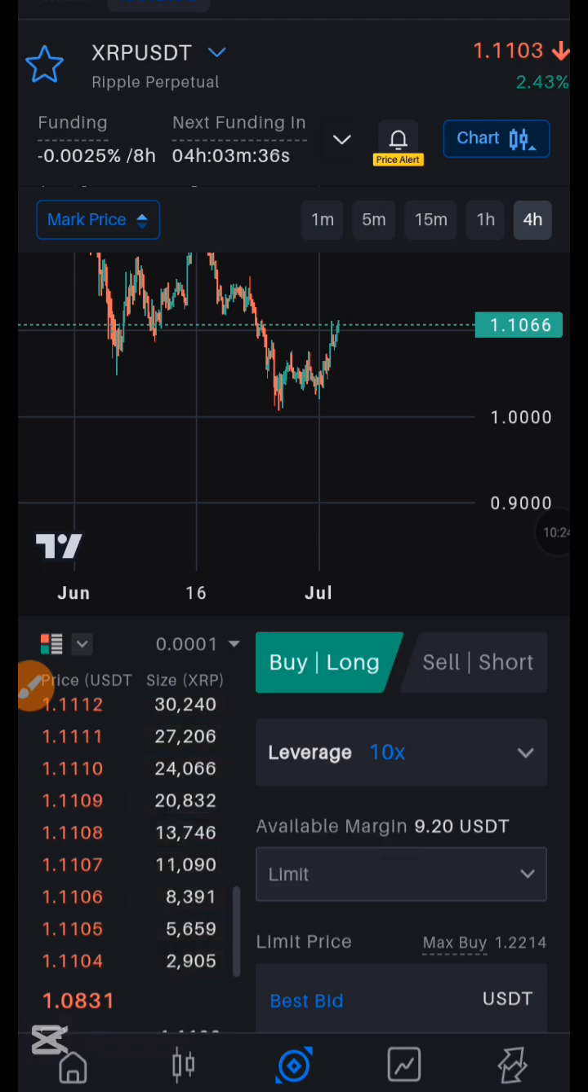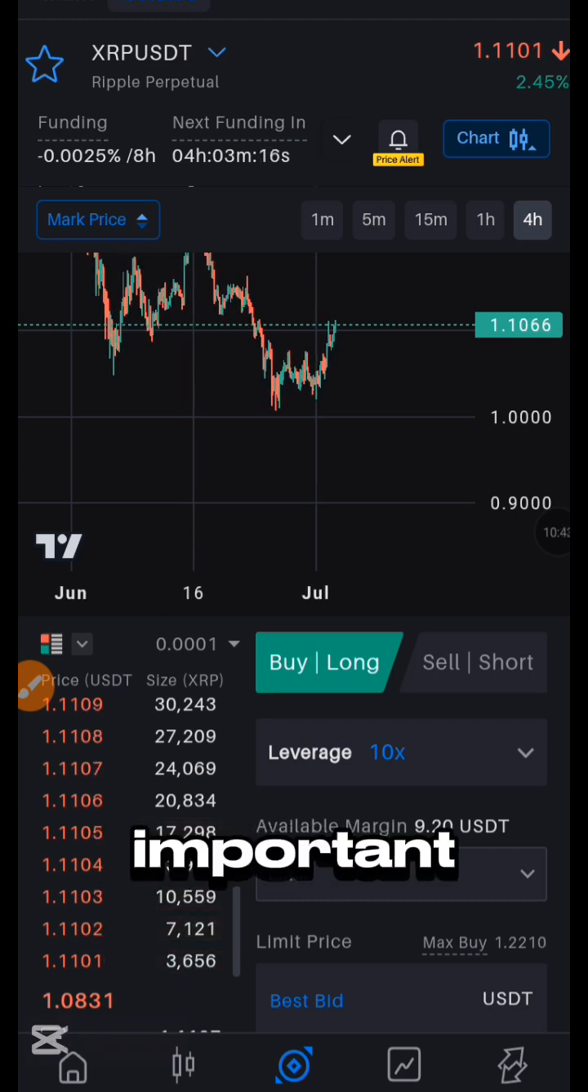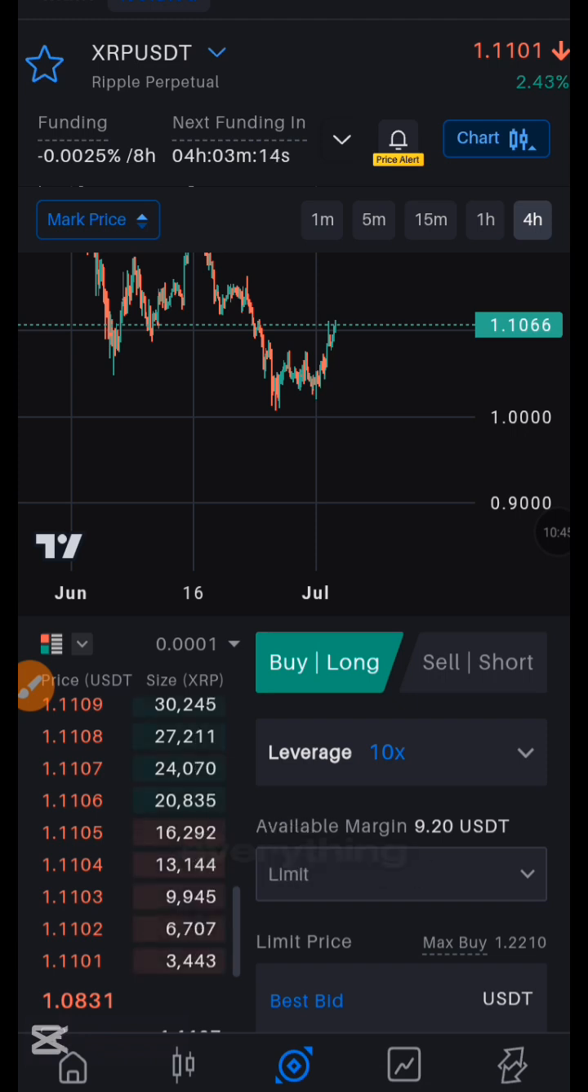Now the last part, which is very important in futures trading. After you must have understood what is leverage, you've chosen your leverage, you understood what is position sizing, you have positioned the amount you want to be risking per trade, and you've chosen your order type. Now this last part is very important. All you need to do is review everything.